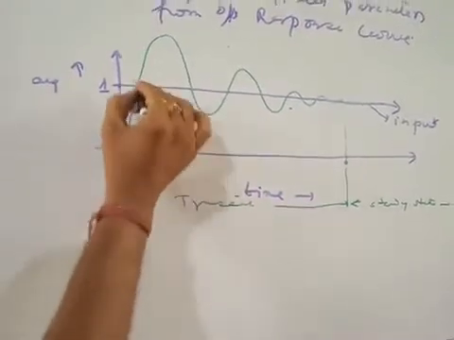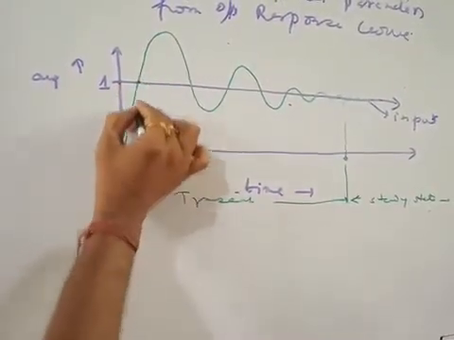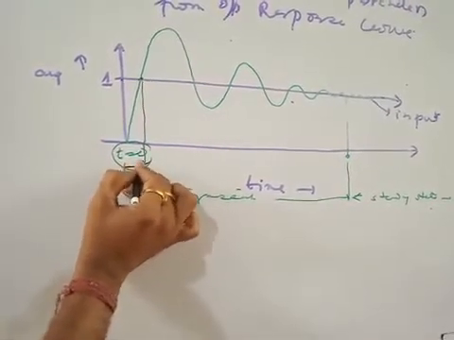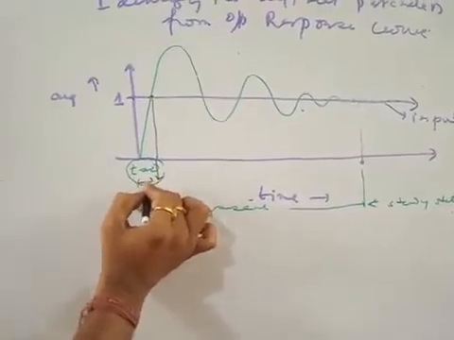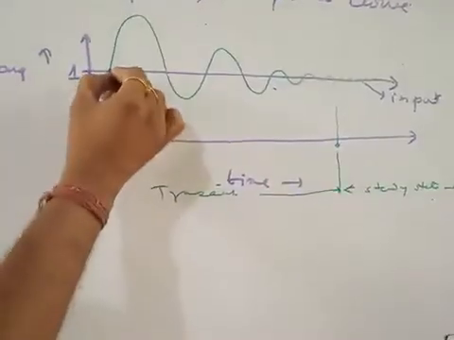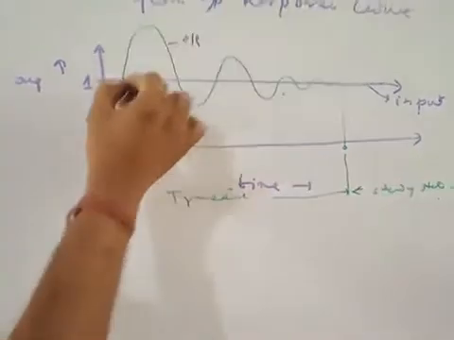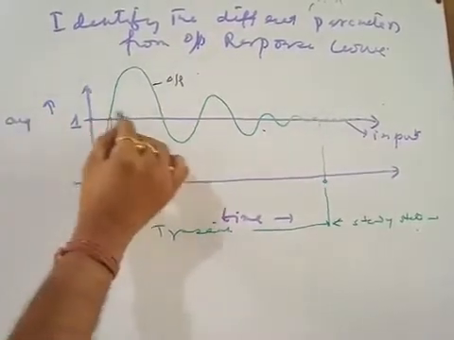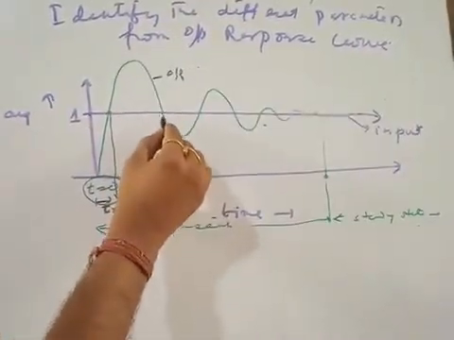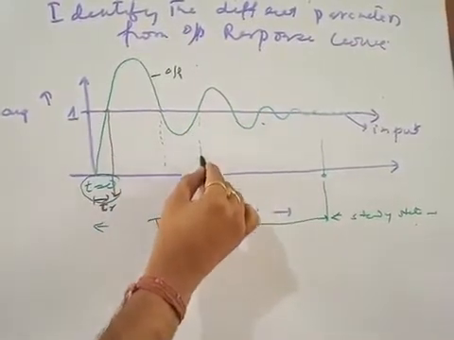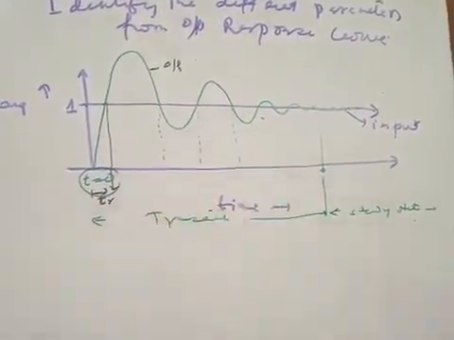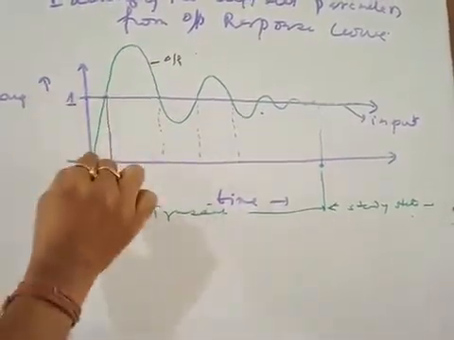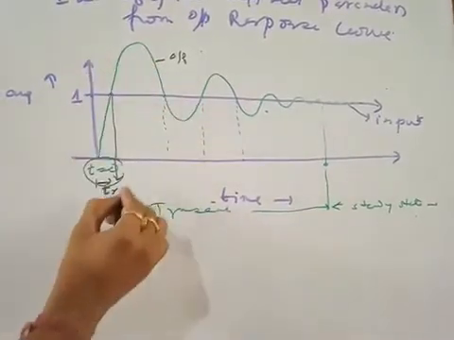This is the time axis. From 0 to this time, at this time tr, the output curve reaches the input desired value for the first time. There are different times here also, after certain times, where you get the desired value 1. But this is the first time, right? So the first time the output reaches the input is known as your rise time.